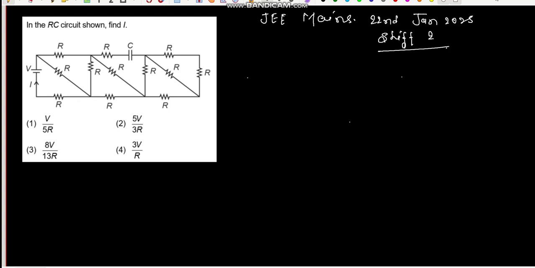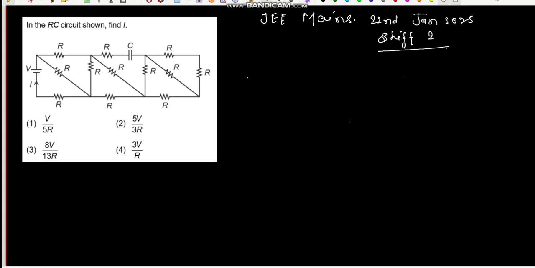Hello everyone. I'm here with another JEE Mains question, and this question was asked on 2nd of Jan 2025 in the second shift. As you can see, this question is based on the current electricity and the capacitor chapter.